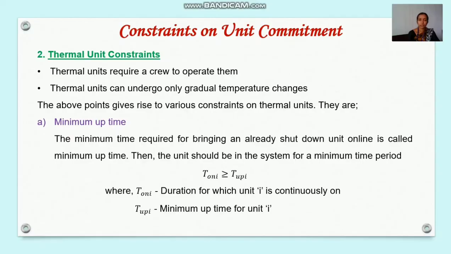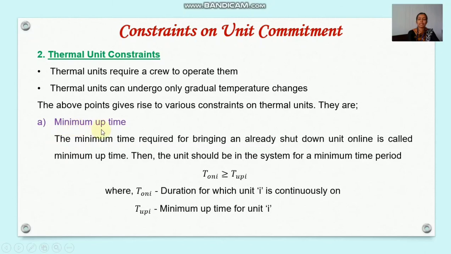And another one is that in order to turn on or turn off a thermal unit, a number of crew members are required. It is not something one person can do alone. There are lots of processes in between when turning on or turning off a thermal unit. So these two points give rise to certain thermal unit constraints. So let us see which are the thermal unit constraints.